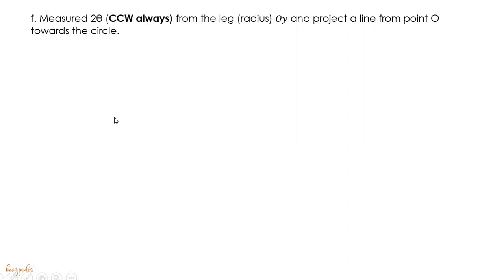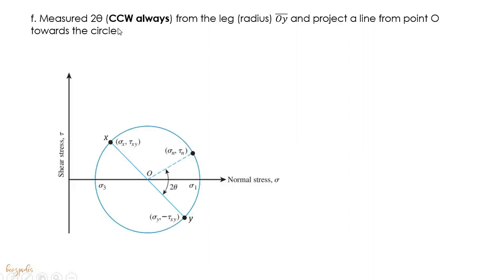Next is to measure 2 theta, which is counterclockwise always, from the reference line OY, and project a line from point O towards the circle. So counterclockwise always, we project 2 theta, and once we have measured the value of 2 theta, let's draw a line from the center of the circle towards the circumference of the circle.